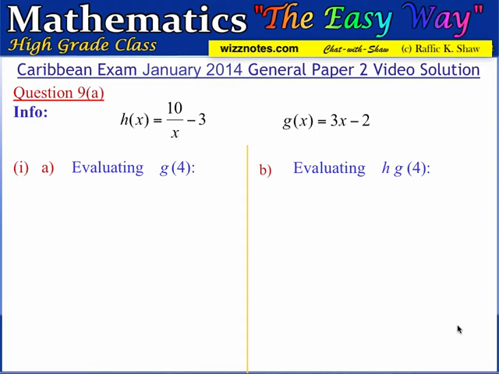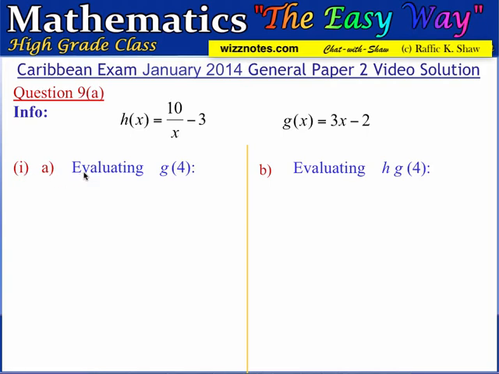We are now at question 9 of the CXC CSEC January 2014 General Paper 2 exam video solution. We are starting with question 9a, which is a functions question. In this functions question, we are given two functions. h of x is equal to 10 divided by x minus 3. And we are also given the function g of x, which is equal to 3x minus 2.